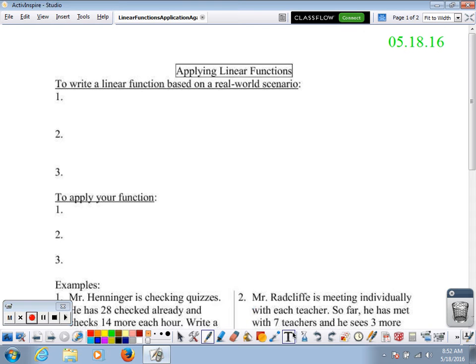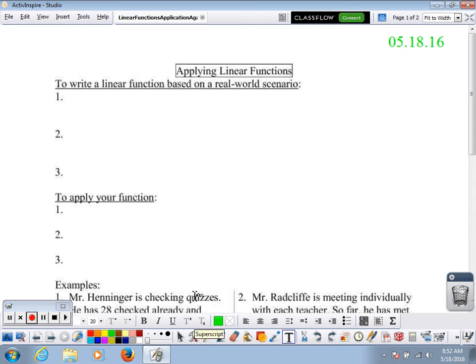All right, we're taking another look today at applying linear functions. Now, if we're applying these functions, we're dealing with story problems. We're dealing with a real-world scenario. And if we want to write a function for a real-world scenario, anytime we're dealing with any story problem, we read it a bunch of times, at least 3. But what's the very first thing that we write down?